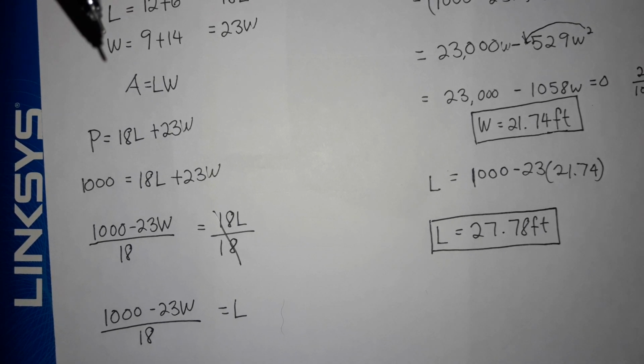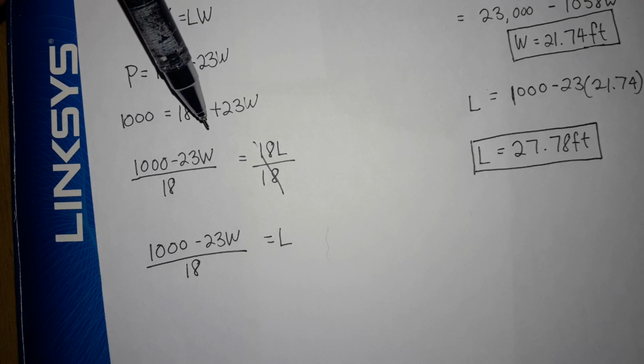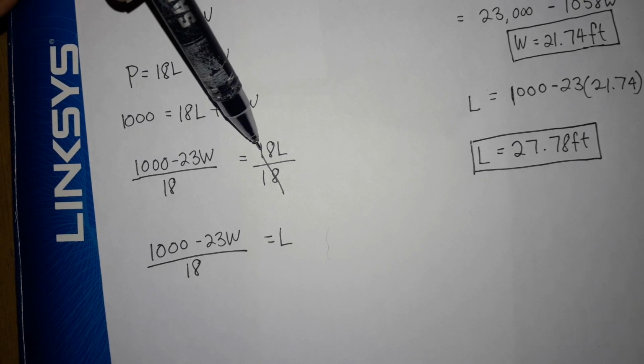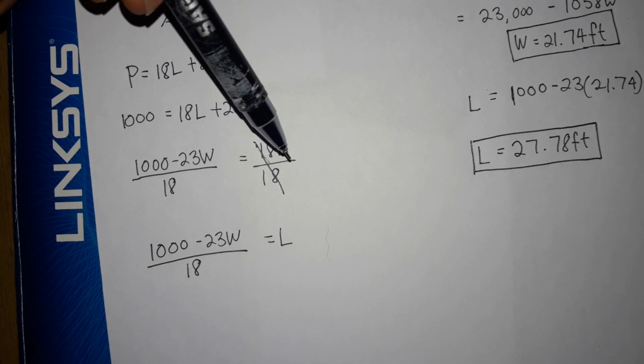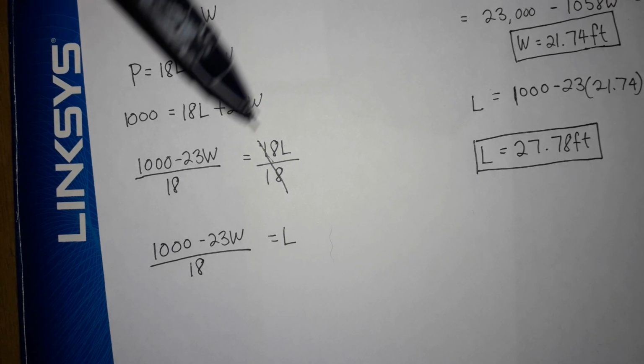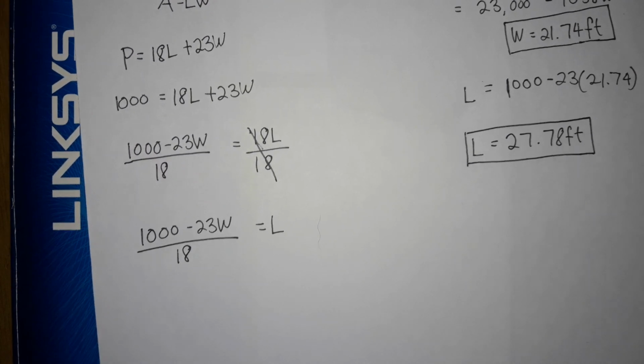To get the length, we would transpose the 23 width to the other side so that the length would just be cancelled out. 18 divided by 18 is just 1. So we have the length here.